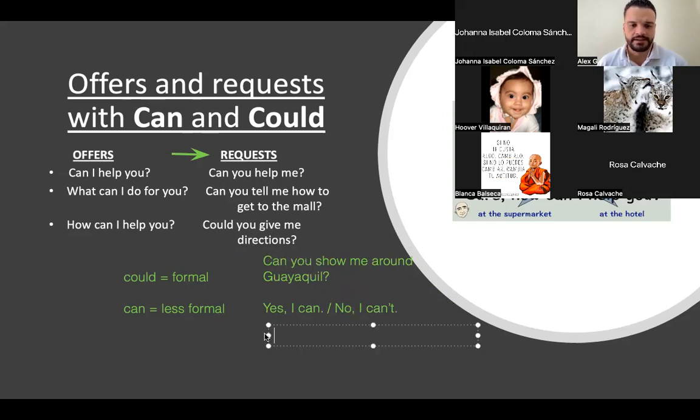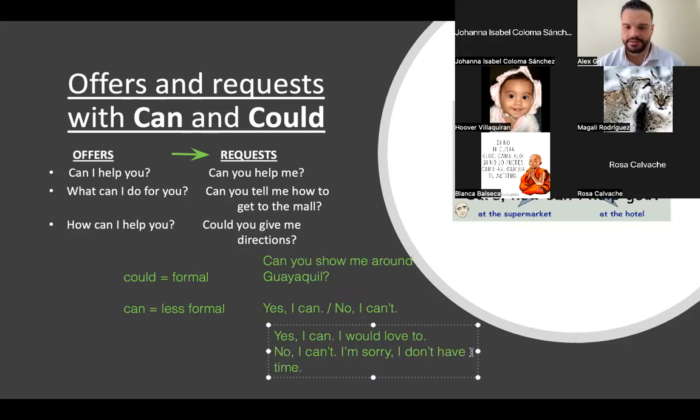You could say something like, yes, I can. I would love to, right? If you want to say no, no, I can't. I'm sorry. I don't have time, right? So you can always add something extra. You can add an extra sentence to make it a little bit more polite, a little bit friendlier, okay? But the answer is always yes, I can, no, I can't, because, etc. Okay? All right, thank you.